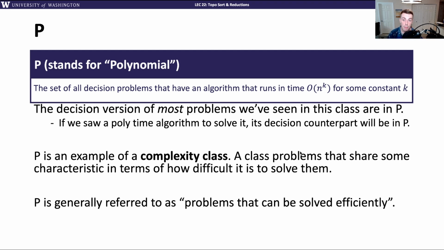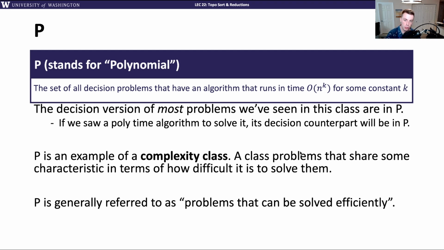P is what we call a complexity class. It is a class of problems that all kind of share this kind of complexity, meaning that they all are bounded by a polynomial runtime. So we generally refer to the set P as the problems that we can solve efficiently. And so again, this is a very weird mindset to switch yourself to. P is a set of problems, not one particular problem. It's all possible problems that we know efficient algorithms for.